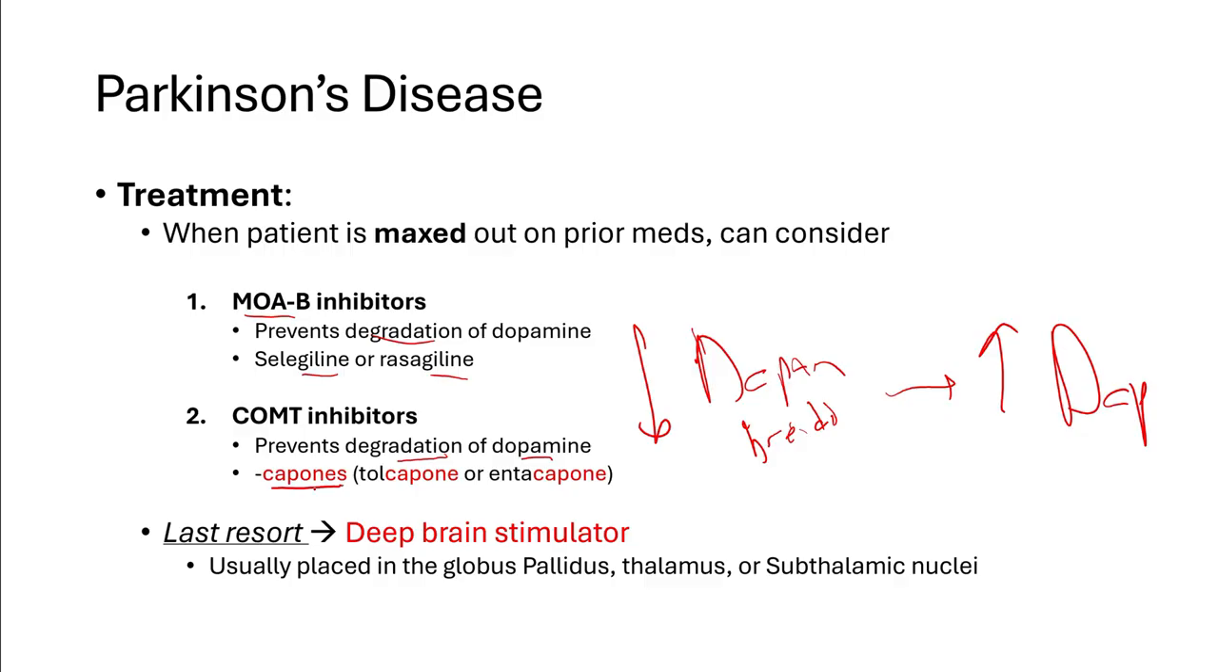As a last resort, when they're maxed out on their medications, we can't add any more, and they're still having symptoms, let's say they're still falling or something along those lines, we can try a deep brain stimulator.